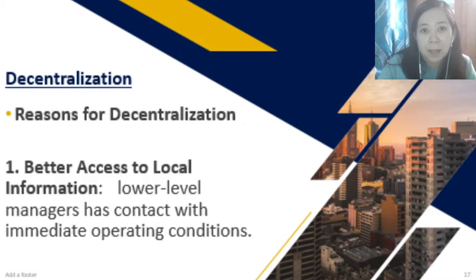Aside from the mentioned reasons, especially for MNCs, there are other reasons why an enterprise decides to use the decentralized structure. Number one is better access to local information. Because the lower level managers are delegated responsibility for decision making and implementation, they have contact with the immediate operating conditions within their areas of responsibility. Meaning to say, they know how they operate, what their problems are, and the possible solutions that they can implement. So it is better that they do the decision making and implementation.